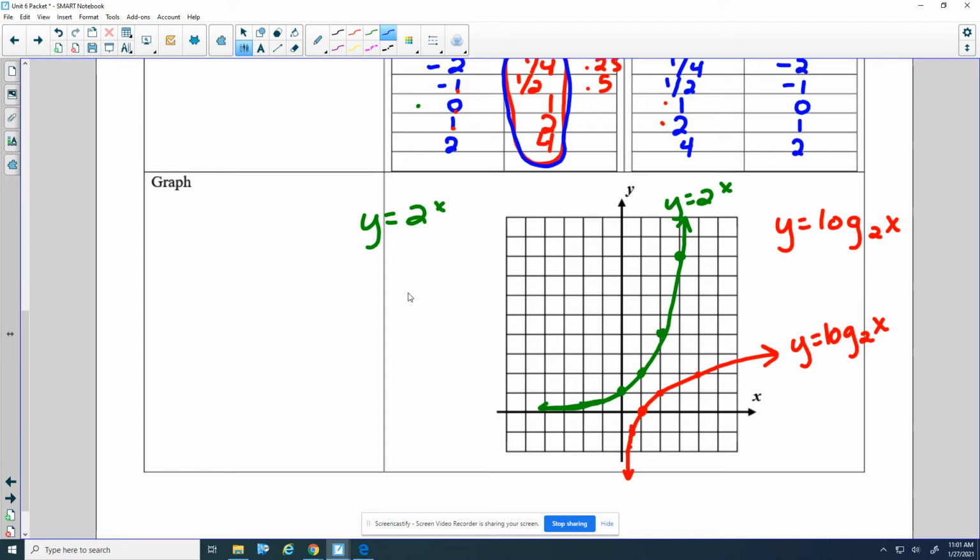One quick check, since these are inverses, if I was going to draw in that line y equals x, right, it does look like it's a reflection over y equals x. If you remember that from when we first learned inverses, it should always work out that way if I graph the function and its inverse. So now we're going to go on Desmos.